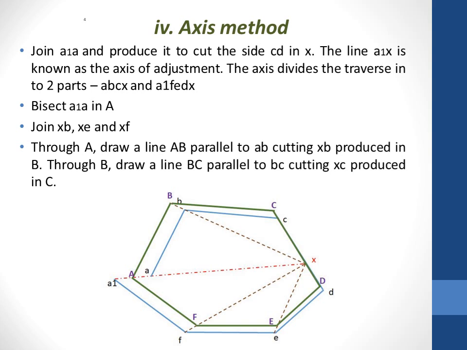Again you are going to draw through capital B a line parallel to small bc. You are drawing capital BC parallel to small bc, and you have to end at the point capital C, which is the prolongation of small xc. So you got the points capital A, capital B and capital C. So you got 3 points of the first part.